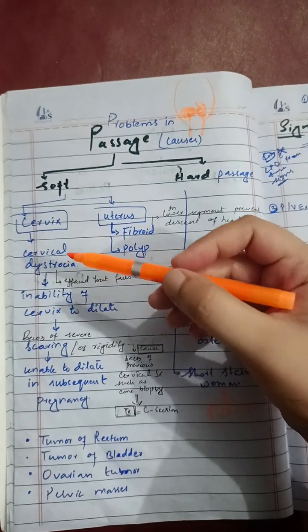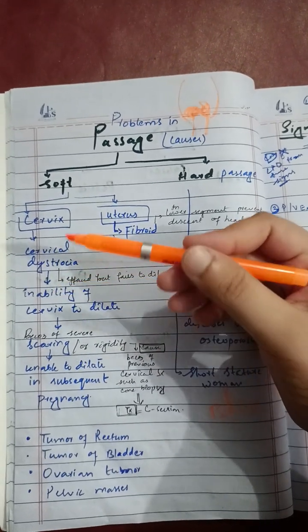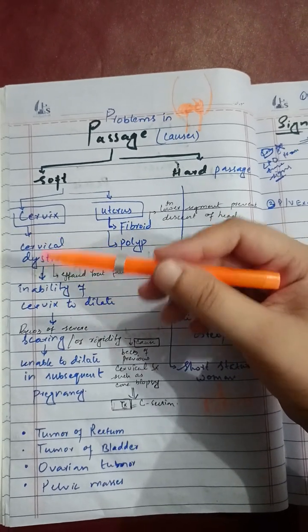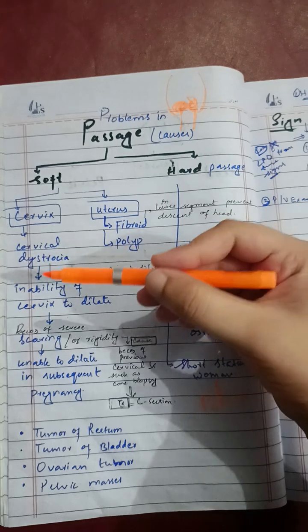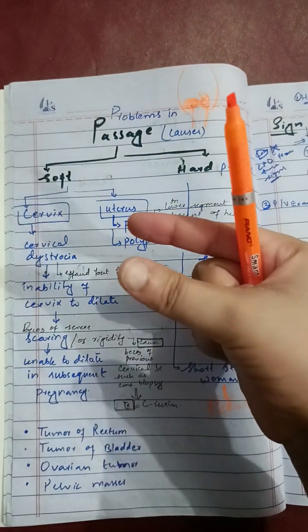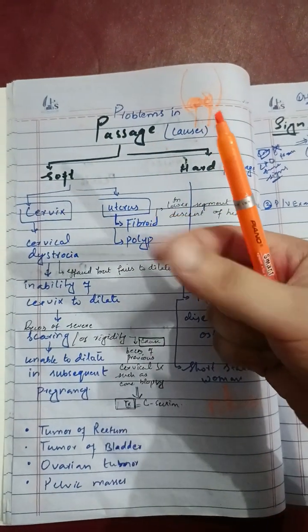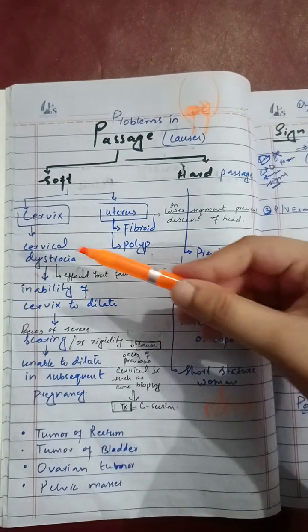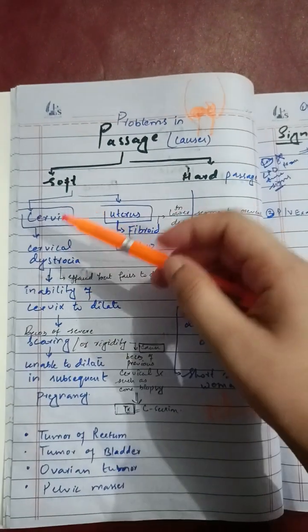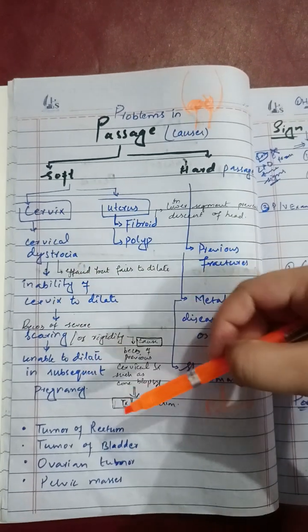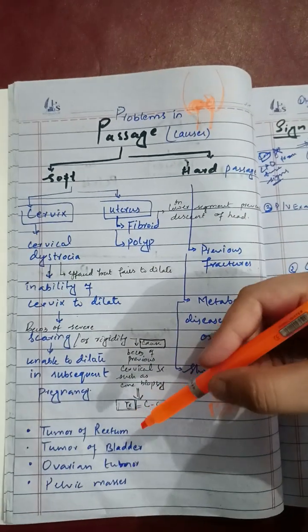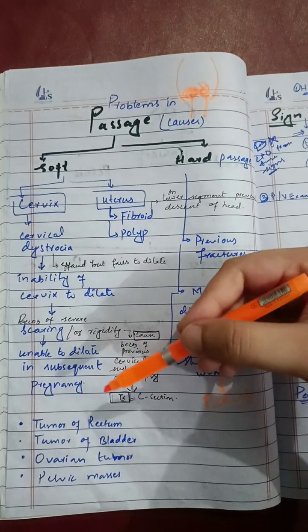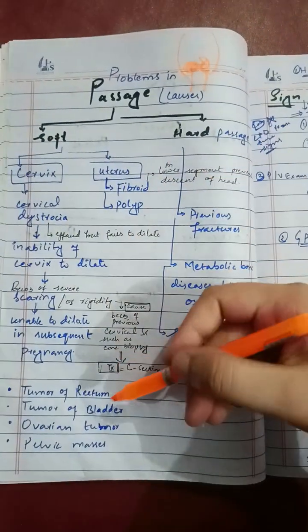the pregnancy. If previously the patient has undergone cervical biopsy and after cervical biopsy she has developed scarring of the cervix, then the cervix will be so rigid that it will be unable to dilate in the pregnancy. This inability of the cervix to dilate in labor is called cervical dystocia, and in this case we will do C-section.